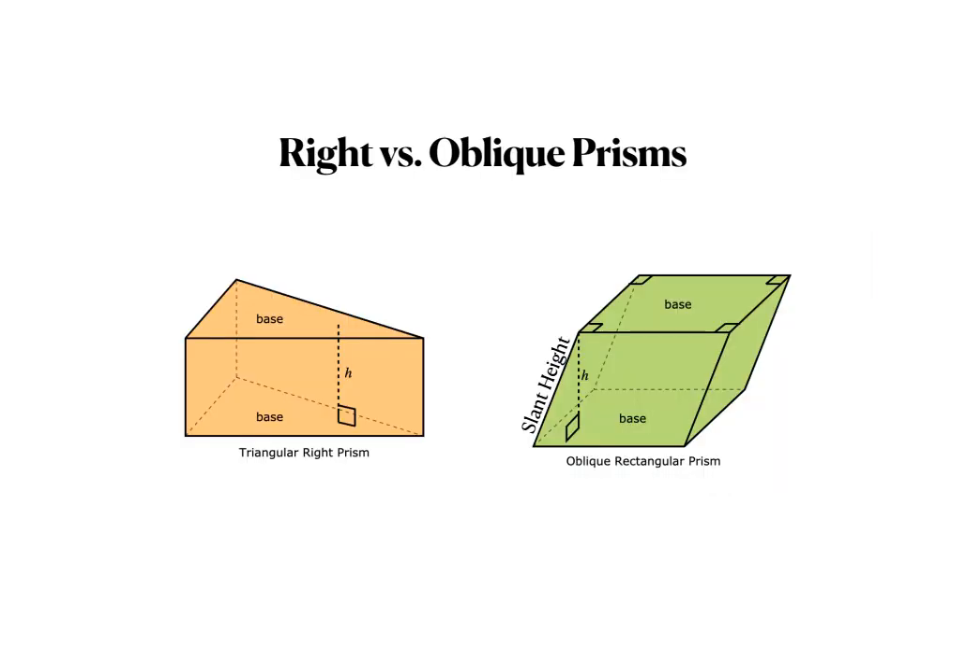We can have right versus oblique prisms. In a right prism, these lateral edges meet the base at a right angle. If it's oblique, that's not the case. So in my right prism, I have this triangular base. The other one is right over the top of it. But in this one, you can see that I have this base and my top base has been pushed over. Now we call the distance between our bases the height, and the slant height is when it's oblique. It's the distance from one vertex of a base to the other vertex.